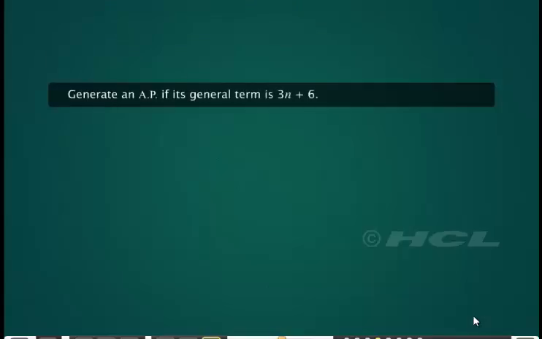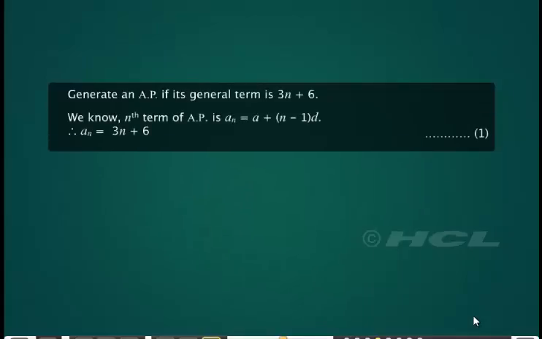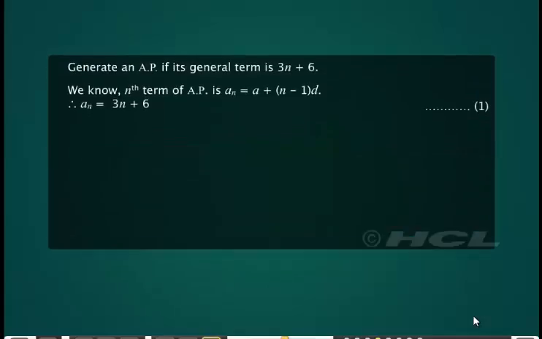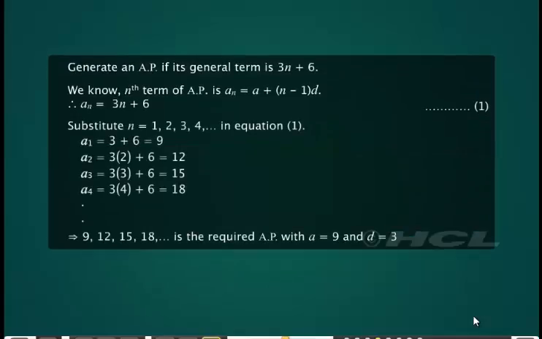Let's generate an AP if its general term is 3n plus 6. We know that the nth term of an AP is its general term. Therefore, we get equation 1 as shown. Now, substitute 1, 2, 3, 4 and so on for n. As a result, we generate an AP with the first term 9 and the common difference 3 as shown.